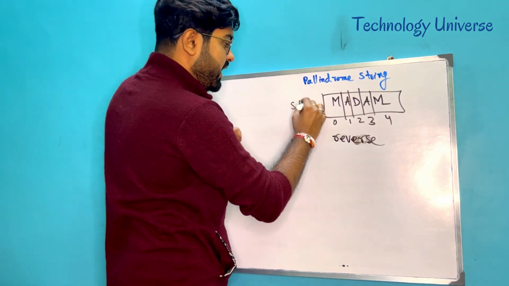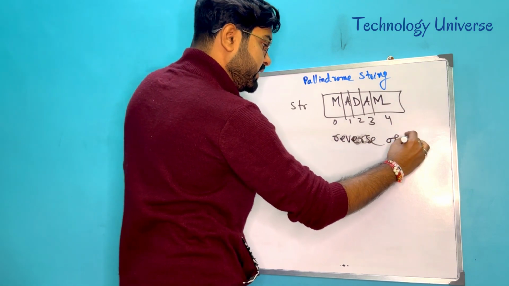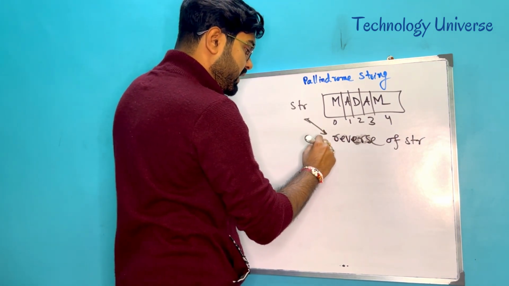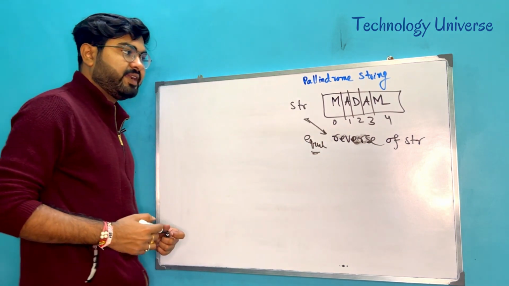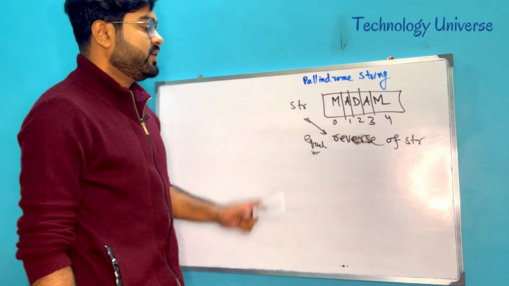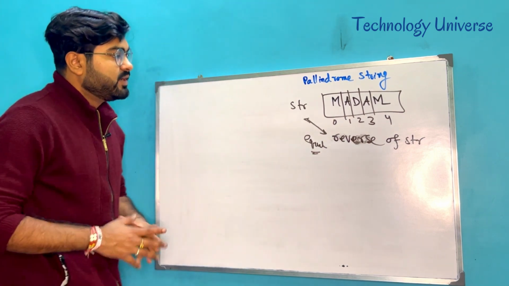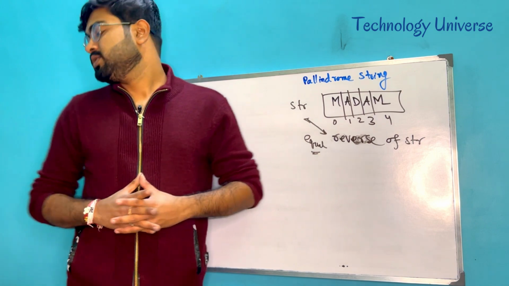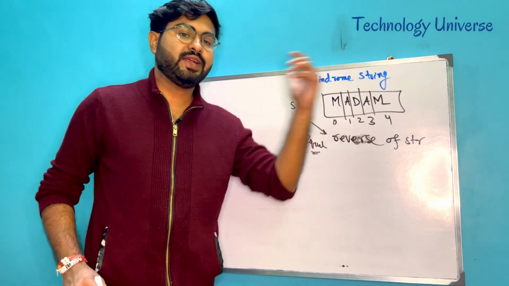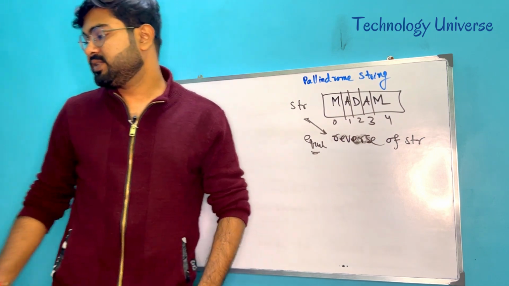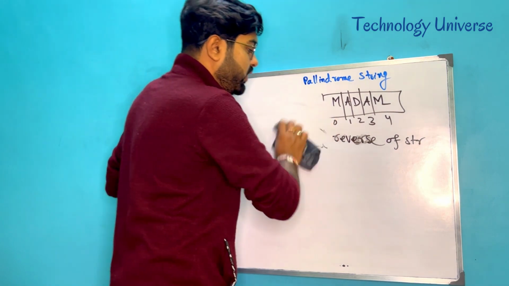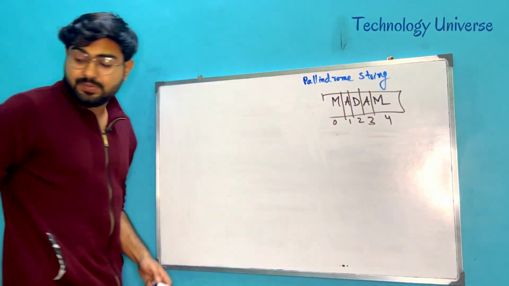So str and reverse of str, if they both are equal, then only we can say that it's a palindrome. Reverse of madam is also madam, so we can conclude that it's a palindrome string. Whatever string we have, if it's the same from left to right and right to left, it's a palindrome. So basically we will calculate the reverse of that string.